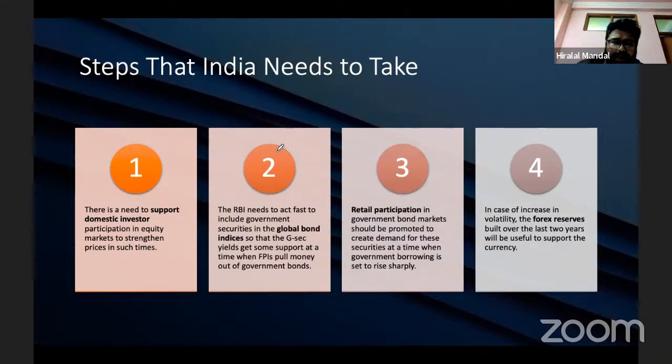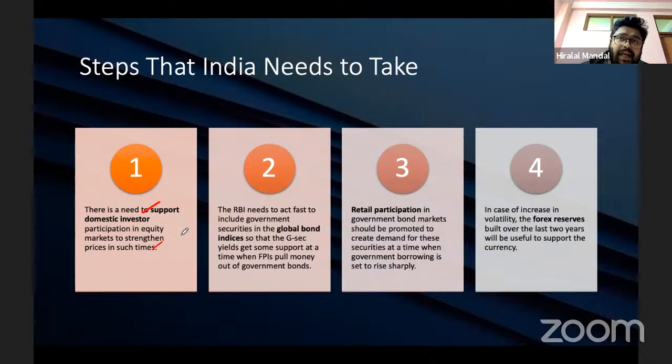So what are the steps? You can see some of the steps already taken by the government. What are the other steps that need to be taken? One, there is a need to support the domestic investors so that they can participate in the equity market. We should follow for some more time the quantitative easing policy, so that at least it remains less volatile in the country.